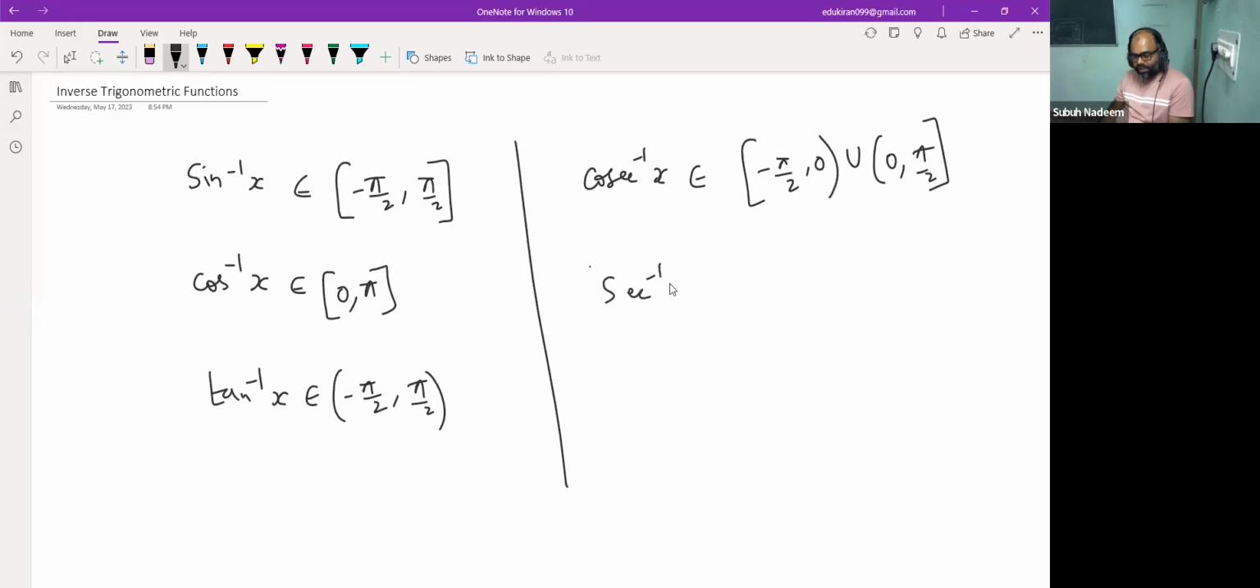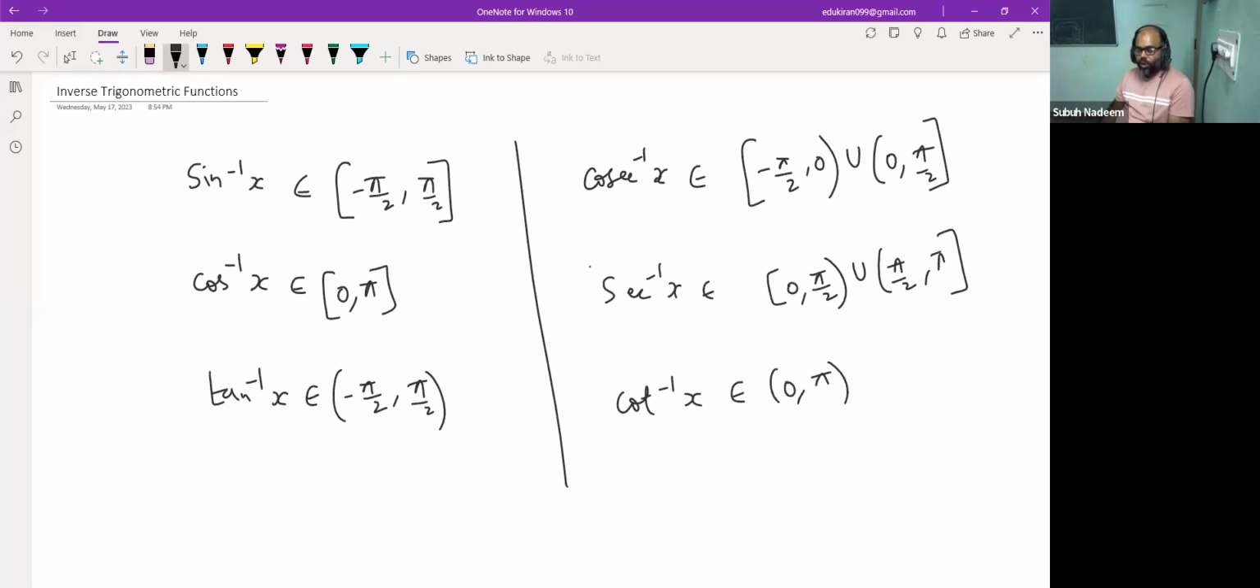Sec inverse x gives the value from 0 to pi by 2, and pi by 2 to pi. Pi by 2 in between it does not give. And cot inverse x gives the value 0 to pi, open bracket. This we did. We studied also about the graphs last time. So we will be continuing with the properties in this class.